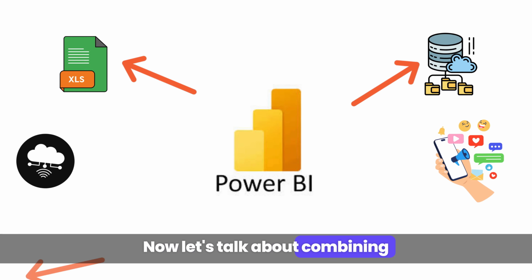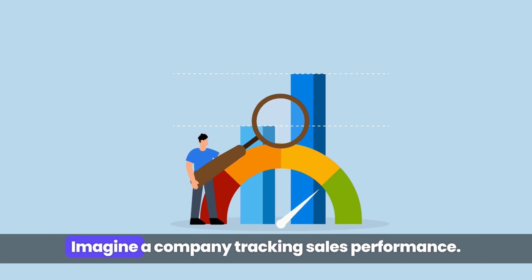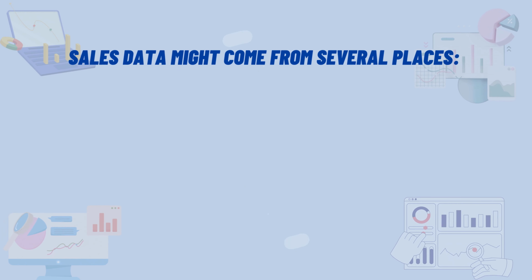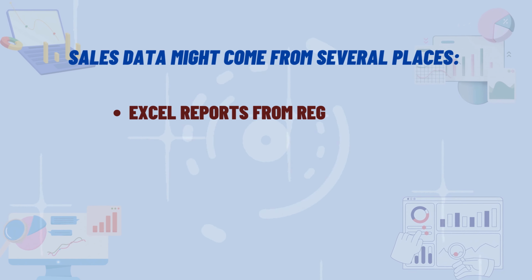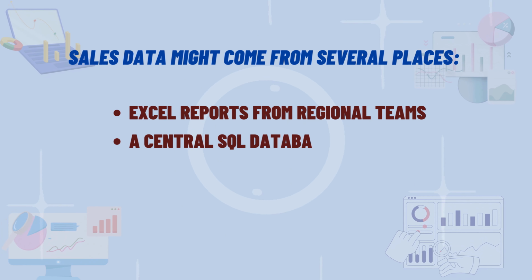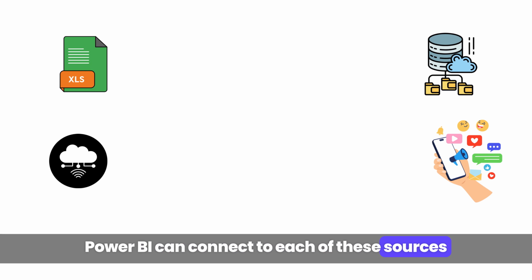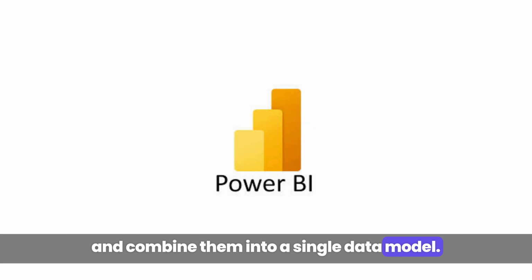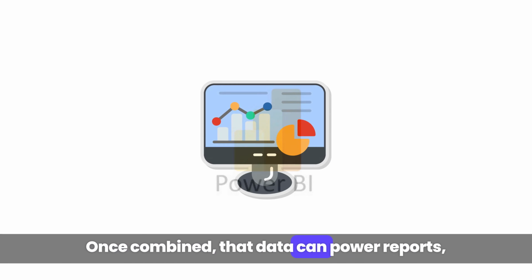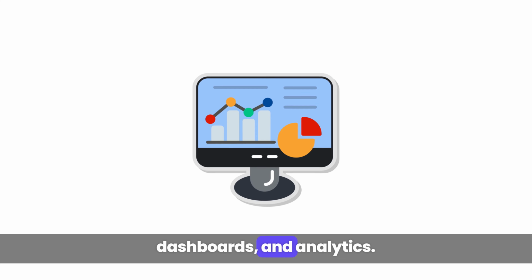Now let's talk about combining data from different sources. Imagine a company tracking sales performance. Sales data might come from several places: Excel reports from regional teams, a central SQL database, online CRM systems. Power BI can connect to each of these sources and combine them into a single data model. Once combined, that data can power reports, dashboards, and analytics.